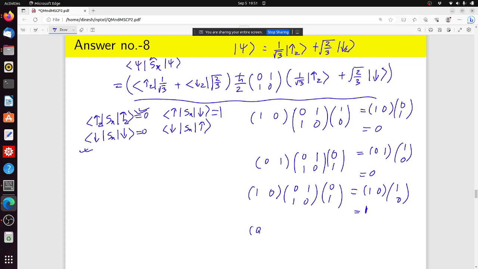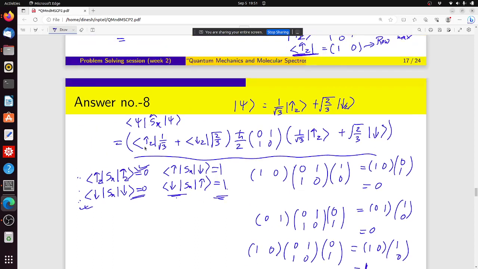Down is 0 1. Then this matrix is 0 1 1 0. Up state is 1 0. Then this is 0 1. And this multiplication, row into column, is 0. And the second one is 1. So it's 1. So we are also getting 1 for this one. So when the states are the same, we are getting expectation value 0. When the states are different, we are getting 1.